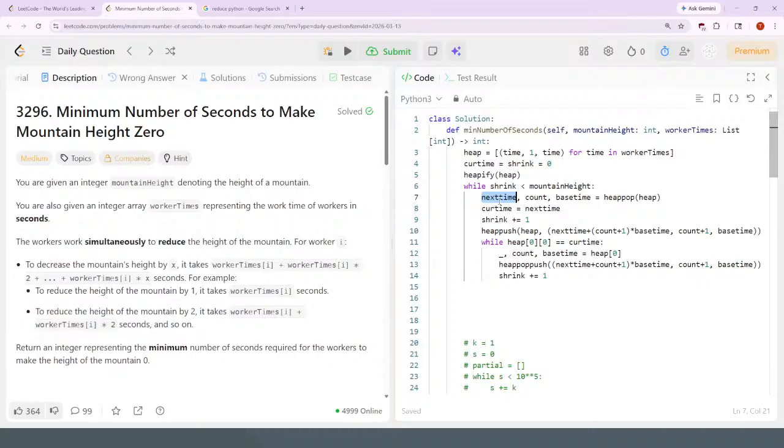Is it not going to work? First element of the tuple is the actual total time for the next reduction. The total time for the next reduction. So maybe that does work. Next total time, the count of the number of times it's been used. This worker has been reduced to shrinking the base time of the worker.